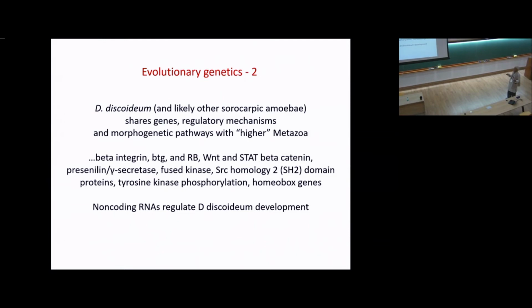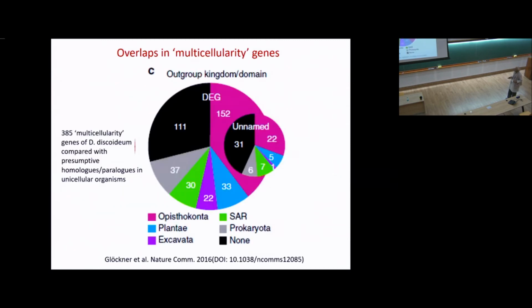Genes, regulatory mechanisms, and morphogenetic pathways as well are shared with the so-called higher metazoa. And I have written down a list of those genes which have been published: integrins, Wnt, STAT, tyrosine kinase phosphorylation, homeobox genes, regulation by non-coding RNA. So the kinds of things that are usually believed to be essential for coordinating multicellular development in the higher plants or higher animals are found here in these organisms already. And many of these genes are present in their unicellular relatives who never become multicellular. Same kind of thing, which shows an overlap between genes in Dictyostelium and genes in representatives of other supergroups, which are constitutively unicellular.